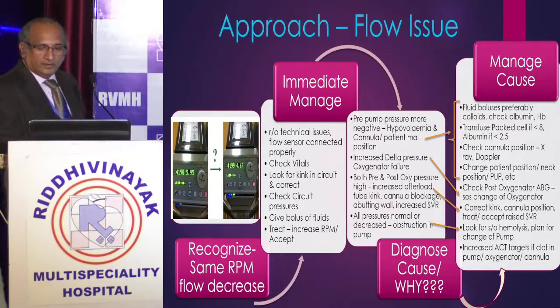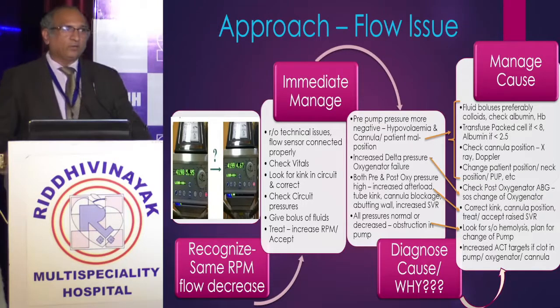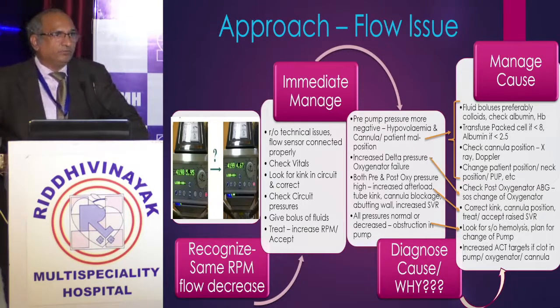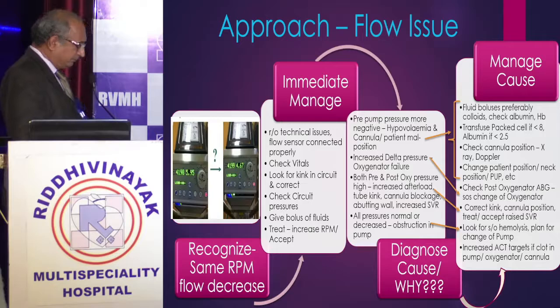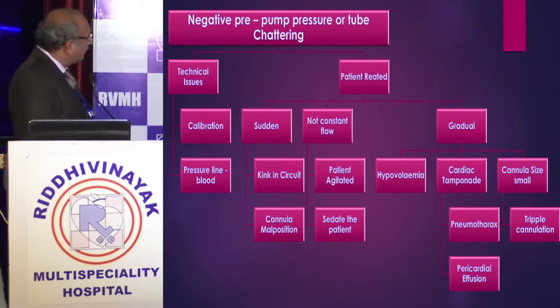Now if it is a pump, oxygenator or cannula blockage, you have to increase your target for ACT. It's not just that you have corrected it. When there is a clot, it means that whatever ACT you are maintaining is not enough to prevent the clot, and you have to maintain a higher ACT. Suppose your target was initially 160 to 180 and that is not helping, then you have to increase your target to 180 to 200. So this is the way you go ahead.